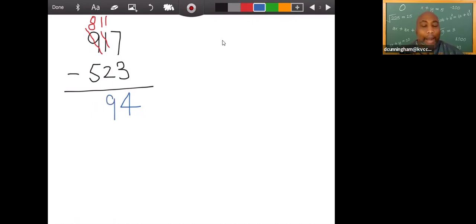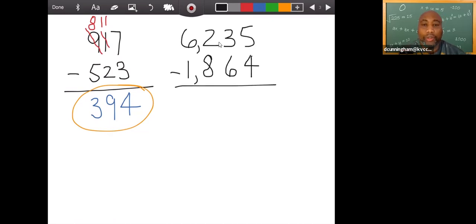And now we look at the hundreds, 8 minus 5. Since the 8 is greater than 5, we do 8 minus 5. In this case, our answer will be 3. And so I'm going to circle my answer. It'd be 394. Let's look at some more examples of subtraction where we have to borrow from another place value to get the number on the top being the greatest.